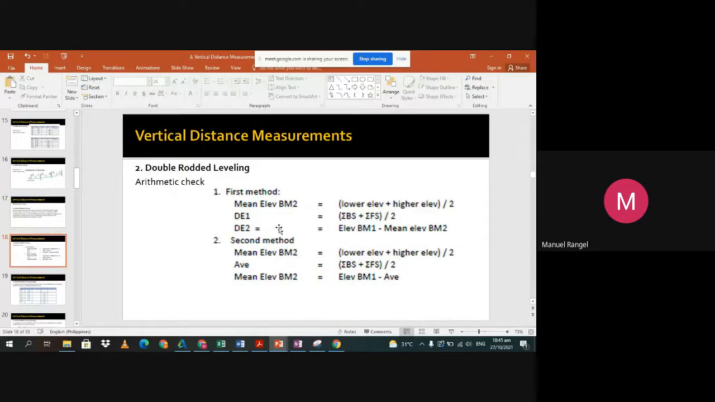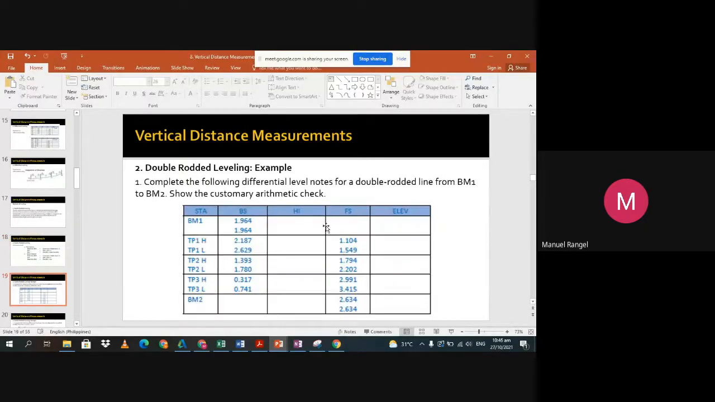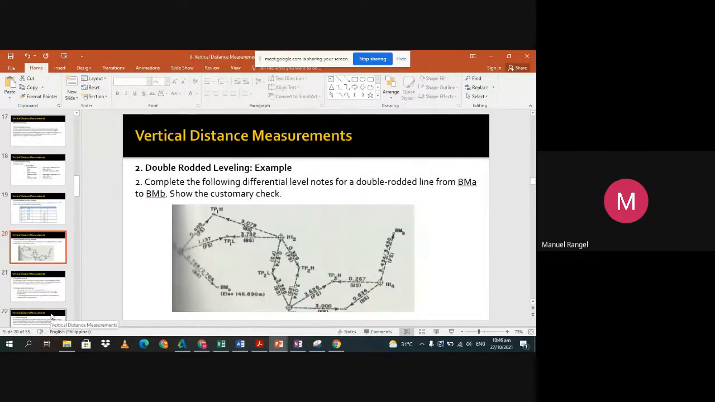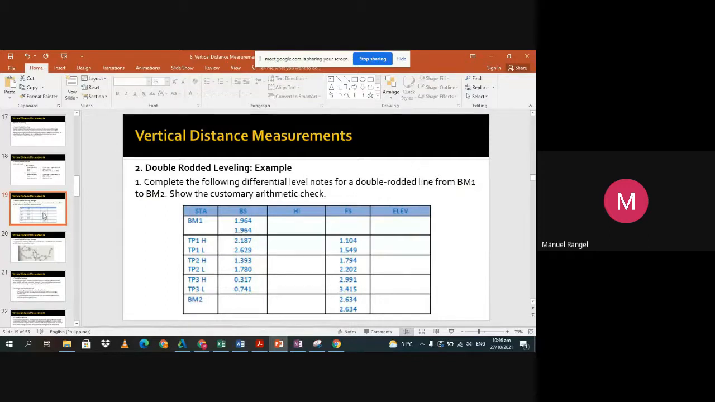For the arithmetic check, the mean elevation of BM1 is the lower elevation plus the higher elevation. So we have an example: compute the following differential level notes for a double-rodded line from BM1 to BM2. Show the customary arithmetic check. Double-rodded, two rods only. It's the same, but there's no elevation given, so let's assume the elevation is 100 meters.